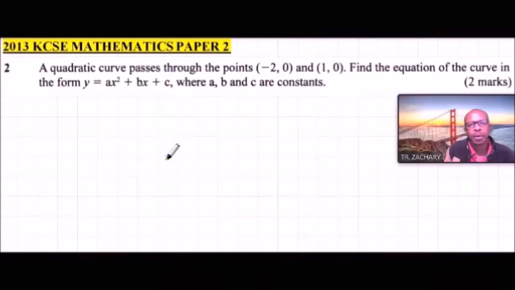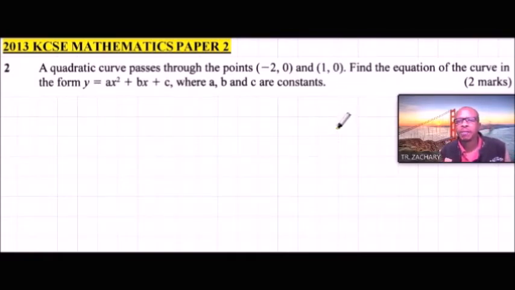Question number 2. We are told a quadratic curve passes through the points minus 1, 0 and 1, 0. Find the equation of the curve in the form y is equal to ax squared plus bx plus c, where a, b, and c are constants.